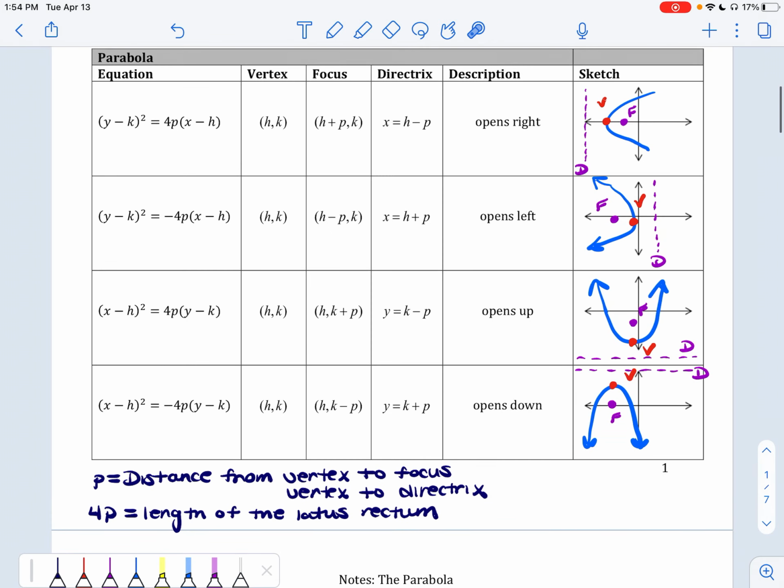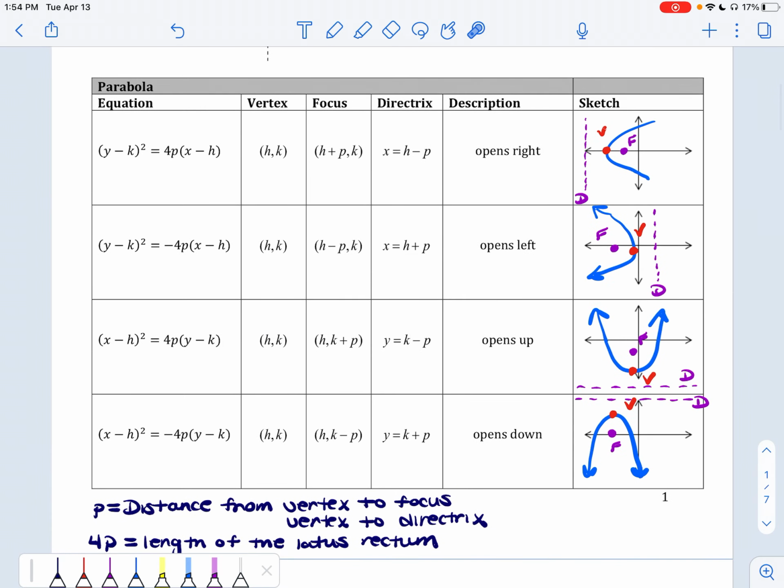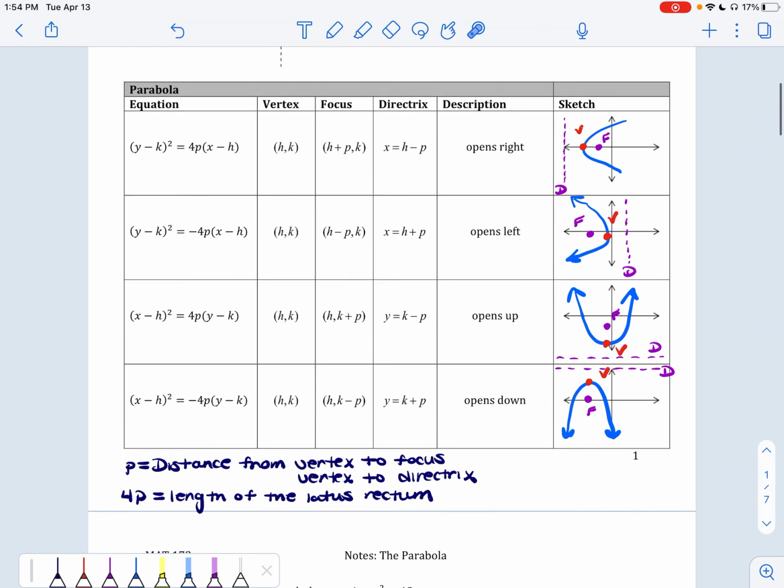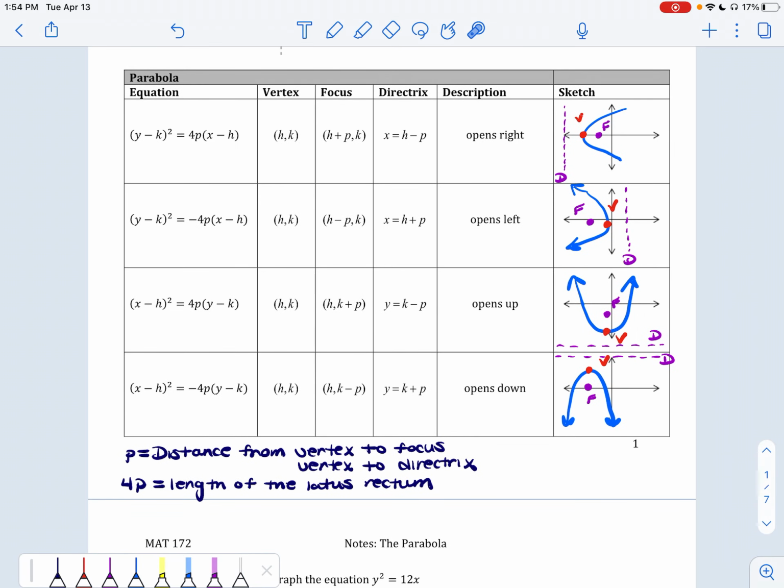All right, guys, so these are our equations for parabolas that we're going to be looking at here. In the next couple of videos, we're going to actually take a look at some examples, find all these features, and then graph our equations.